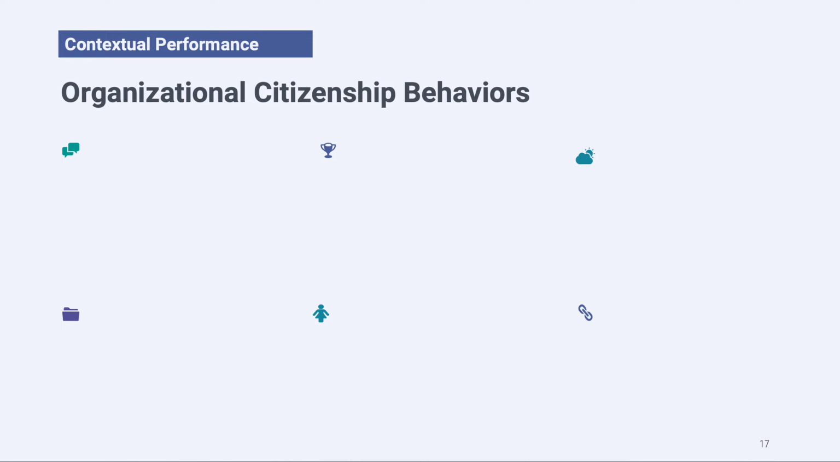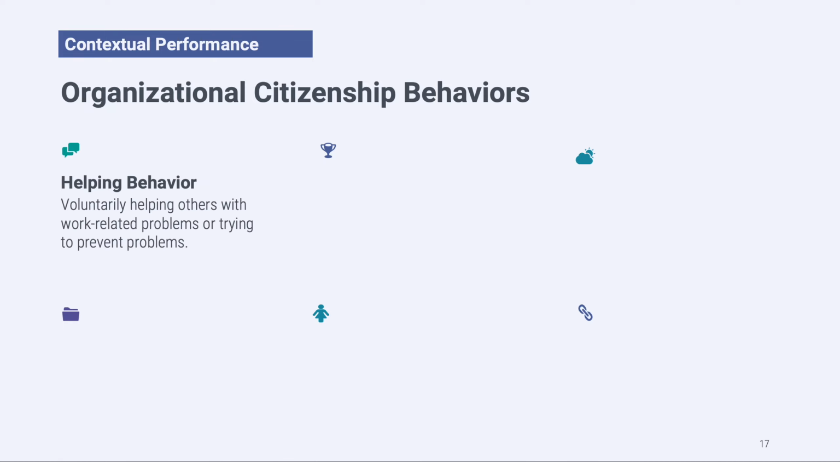In a textbook, they call it contextual performance, but you might also hear it called organizational citizenship behaviors. This is terminology that's also used in the field of management and organizational psychology. There are different types of citizenship behaviors, and some examples are helping behavior. Here, an individual voluntarily helps other people with work-related problems or tries to prevent problems. An individual who's willing to take on the workload of a coworker or step in for them if they're unable to be at work, that would be an indication of helping behavior.